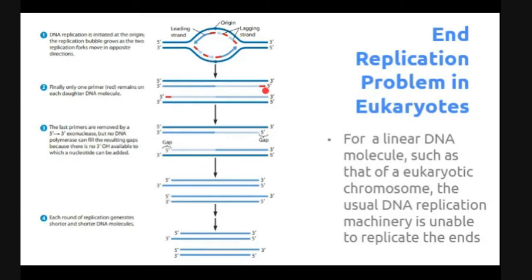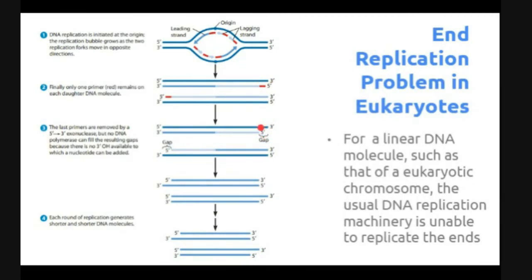And yung lagging strand mo, kailangan mo ng multiple primers. Okay? But finally, one primer remains on each of the daughter DNA molecule in the lagging strand. So, sa end nito, meron kang matitirang primer. And of course, these primers are removed. So, therefore, magkakaroon ka ng gaps. And problem yon because since magkakaroon ka ng gaps, therefore, mas iikli yung DNA mo.